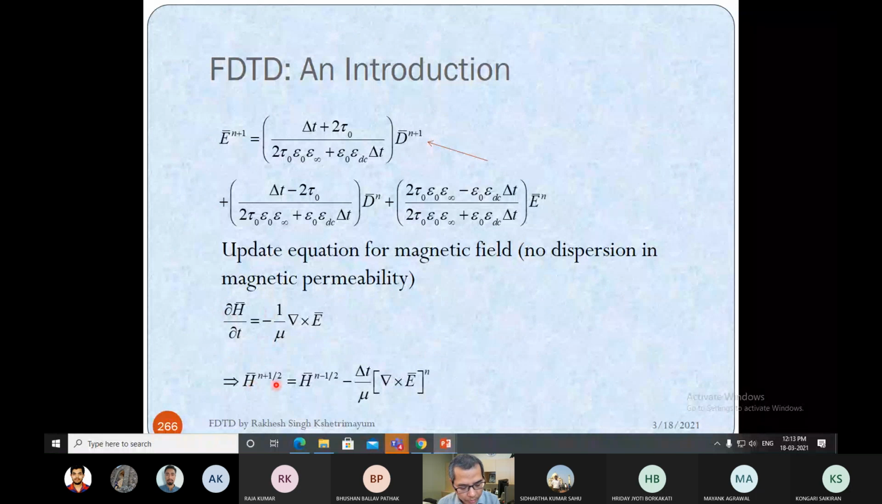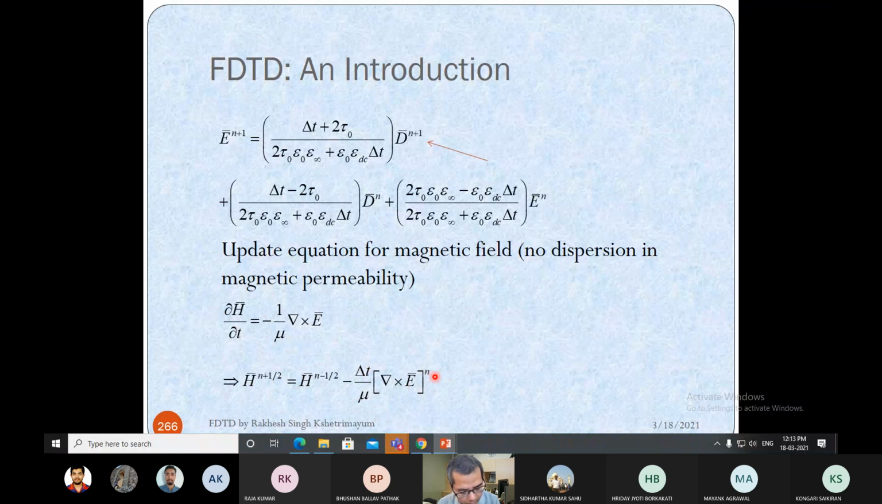If you want to find H n plus half, you can find it from the H n minus half and this equation at the nth time instant. So you can separate it out, but we have written it in a very compact form now because we are almost at the end of the FDTD. You know how to do this. So if I want to find H n plus half, I need H n minus half and the electric field at the nth time instant. So I can find out H n plus half.